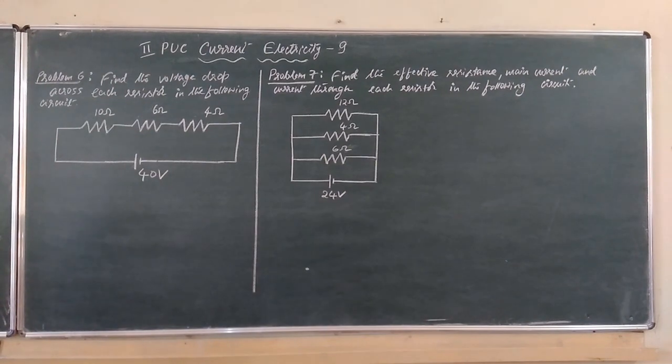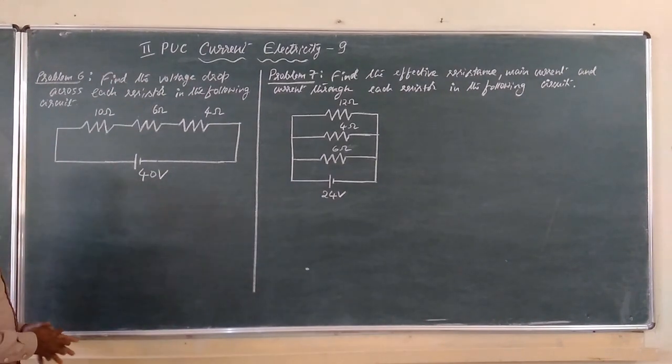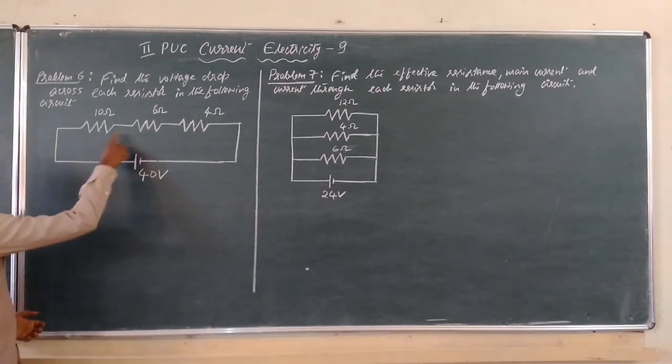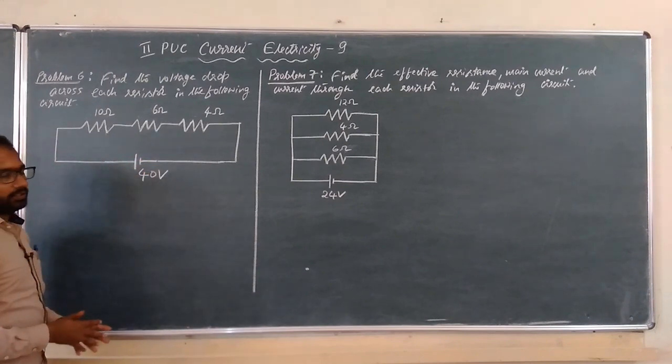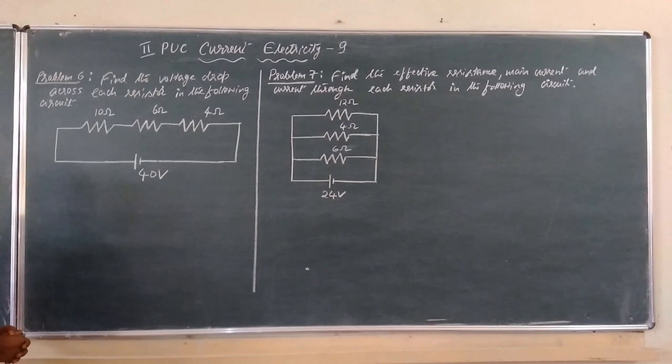Let us solve some numerical problems. The first problem: find the voltage drop across each resistor in the following circuit. The series combination of resistors is given. The series combination of resistors is connected to a source of voltage 40 volt.